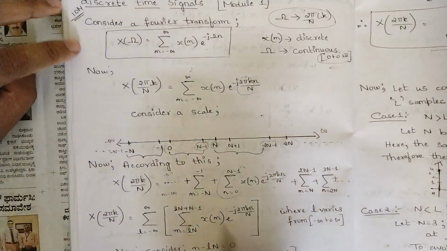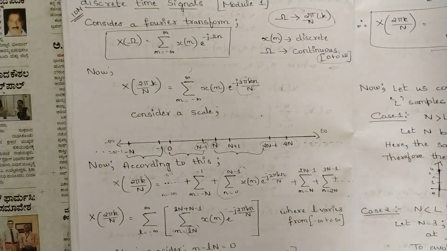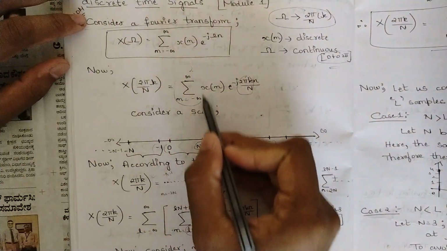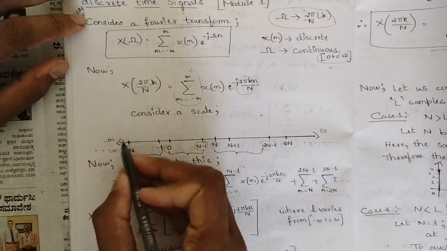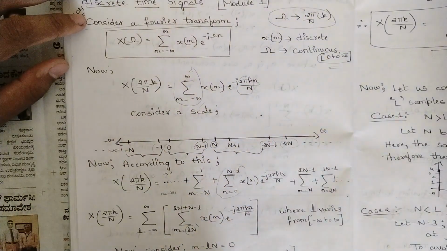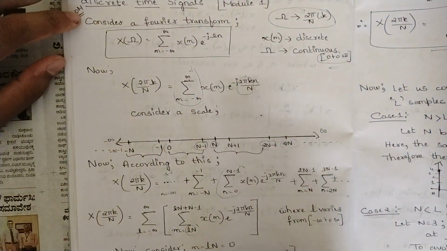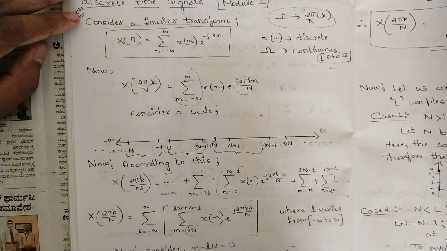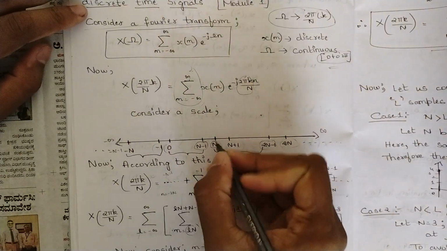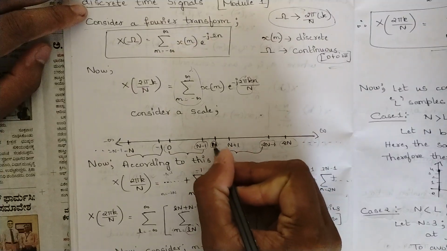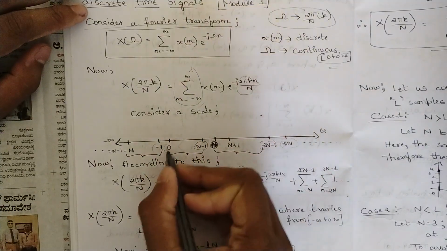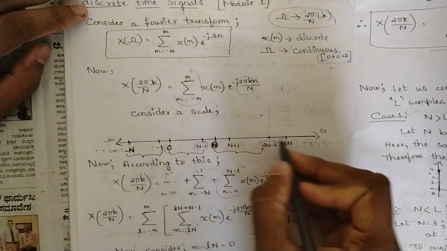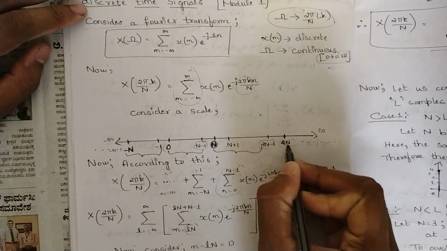Now comes this scale part. Consider a scale. So now what is the scale? Consider one infinity scale which has a range of minus infinity to plus infinity. So now you should split this summation in such a way that you get our required DFT formula. For that, first in the center mark one point as 0, then here mark one point as N, here you mark one point as minus N, then here mark one point as 2N.